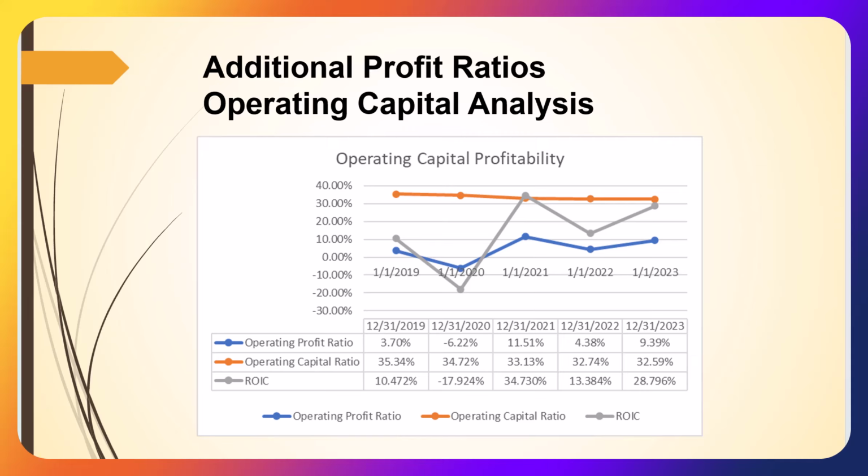ROIC puts the profits created from investment and compares those profits to the dollars invested. As you can see, the numbers are quite large, especially in the third and fifth years here. So we definitely have some type of an increase in ROIC over the last 4 years. Of course, we know something did happen in 2020 that could have an influence on all of these numbers.